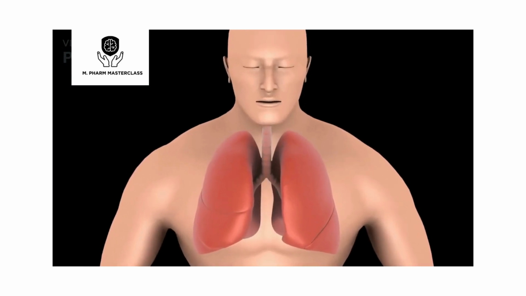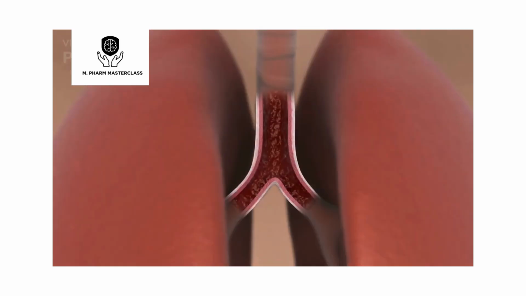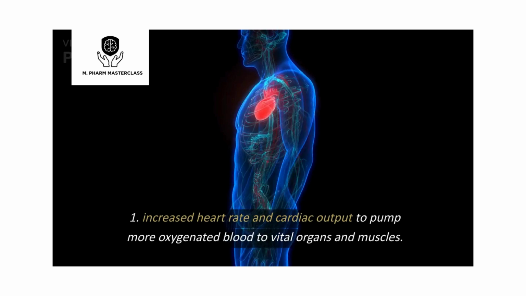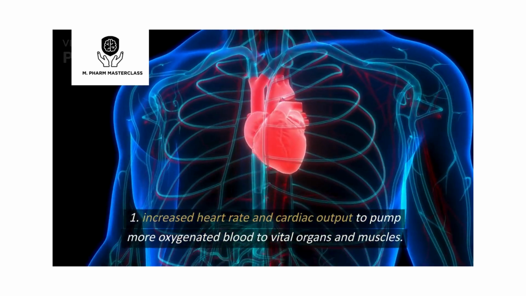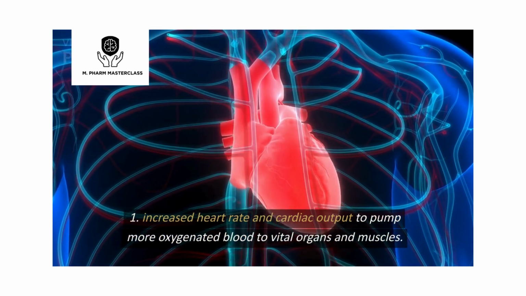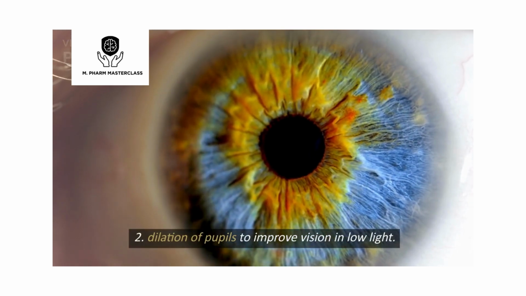Visual: adrenaline binding to receptors on the heart and lungs, showing increased heart rate and bronchodilation. These physiological changes include: 1. Increased heart rate and cardiac output to pump more oxygenated blood to vital organs and muscles. 2. Dilation of pupils to improve vision in low light.